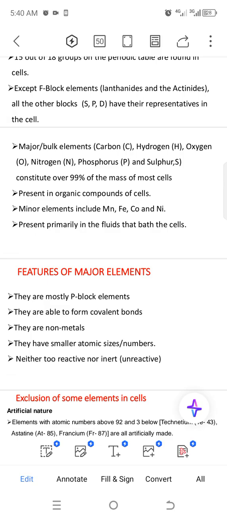All the other blocks, SPD, have their representatives in the cell. So the S orbital, the P orbital, and D orbital blocks, all of them have elements that can be found in the cells. The S block is found on the left hand side of the periodic table. The P is found on the right hand side, and the D is found in the middle. That's the transition metals.